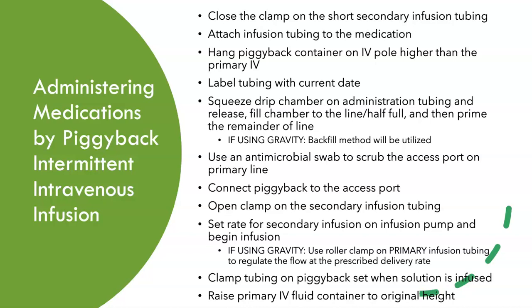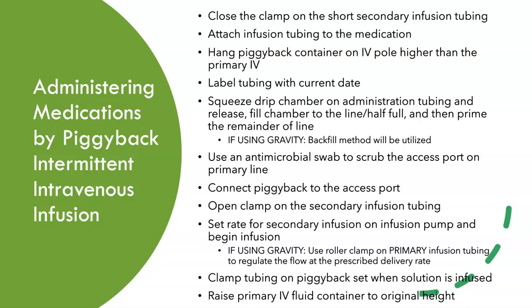So for administering medications by piggyback intermittent intravenous infusion, first we have to prepare that medication. So we're going to get our secondary tubing. Anytime we get our IV tubing out, getting ready to spike it, we always want to clamp first. So we're going to clamp our IV solution, and then we're going to attach the infusion tubing to the medication. We want to be very careful that we maintain aseptic technique. Now, we don't have to have gloves on during this time, but we do want to make sure that anything on the inside of the bag, the spike of the IV tubing, the ends of the IV tubing, those are all being kept sterile. So we have to be very careful with that.